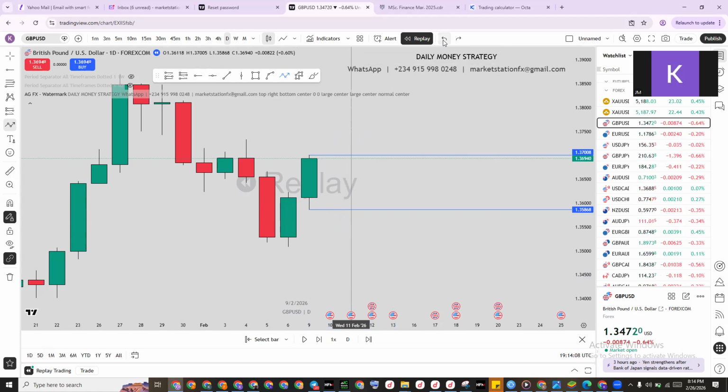Now, the second possibility is that it can stay within. The third possibility is it can break out and reverse. Do you get that? That is called false breakout. So it breaks out and does what? Reverse. Is that taken? Yes, it can break out and reverse.